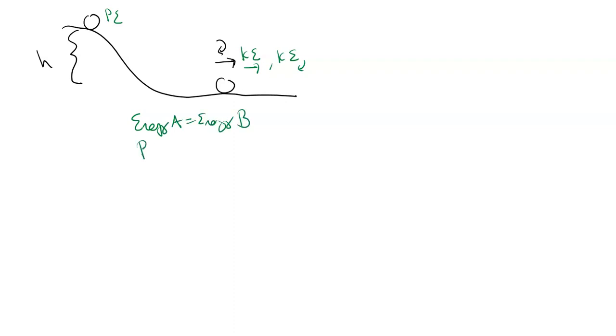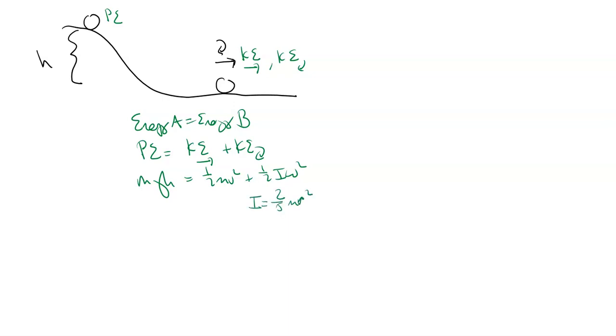We'd have the potential energy becomes not only the kinetic energy moving forward, but also kinetic energy of rotation. So mgh would equal 1/2 mv squared plus 1/2 I omega squared. I said it was a solid marble, so we look it up on our charts. The solid marble is 2/5 mr squared.